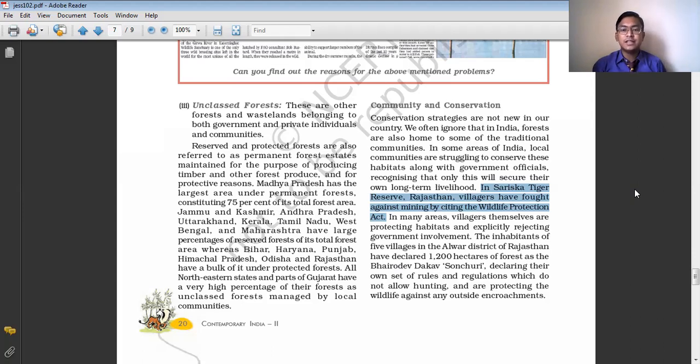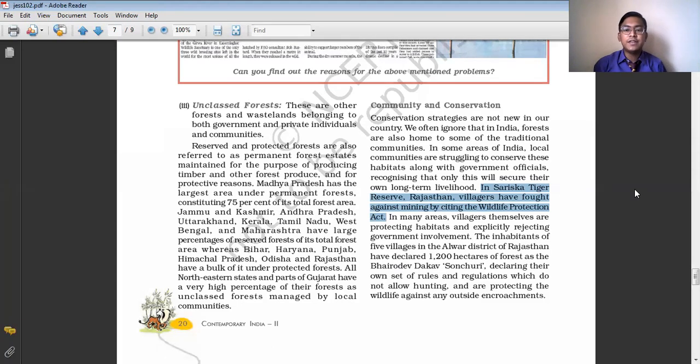So the villagers living in and around the Sariska Tiger Reserve protested against those private individuals and against the mining activity by citing the Wildlife Protection Act. This Act says that the forest and wildlife resources cannot be indiscriminately utilized or exploited. So the people of Sariska took the help of this Act to stop the mining activities.